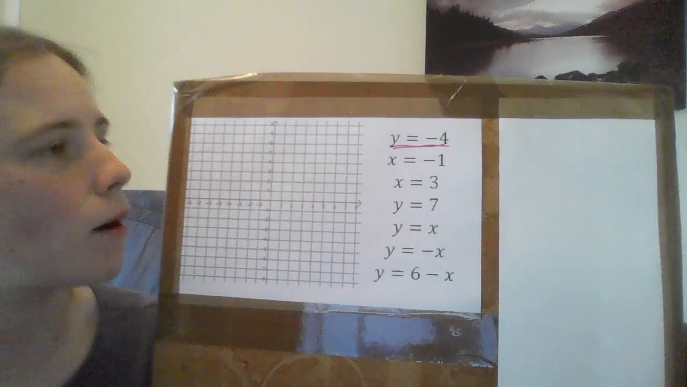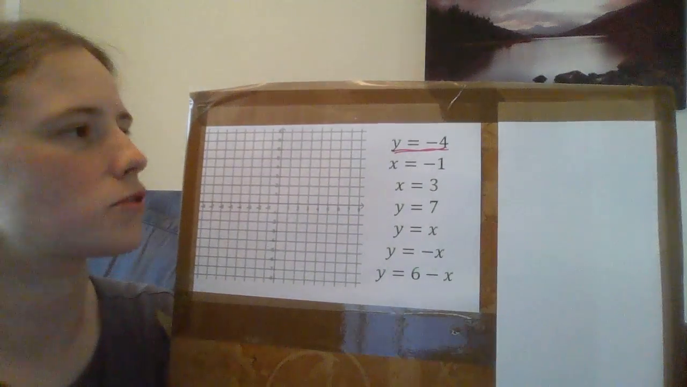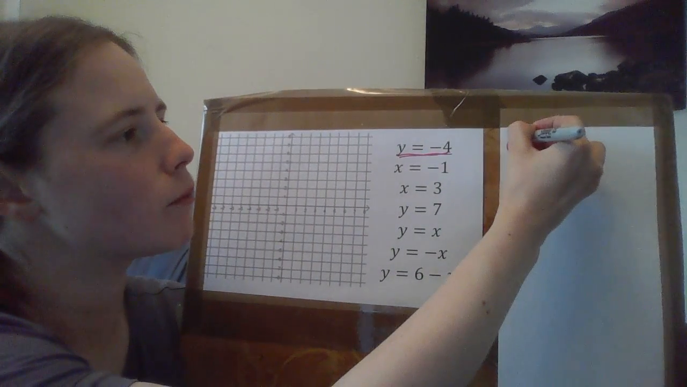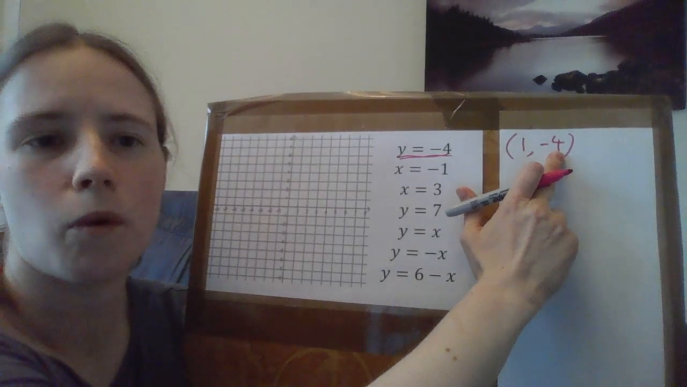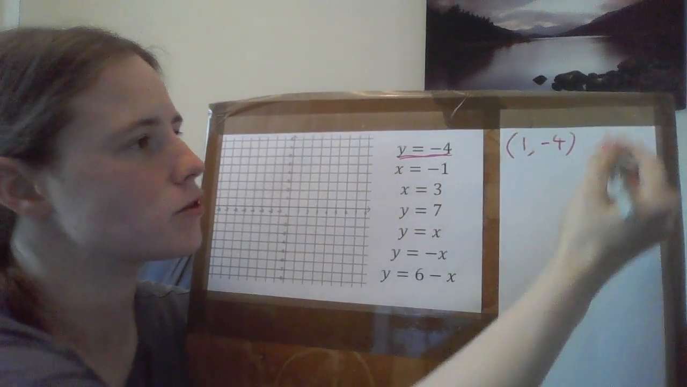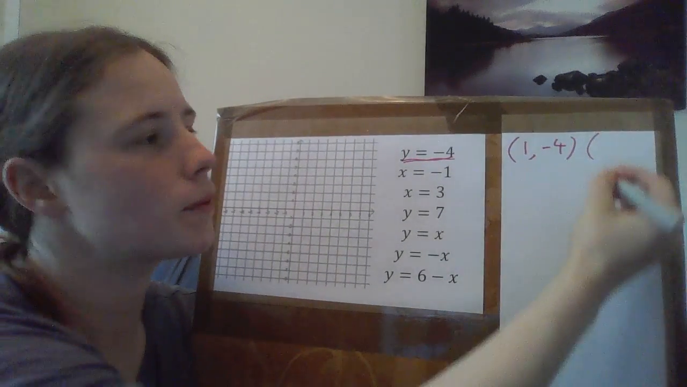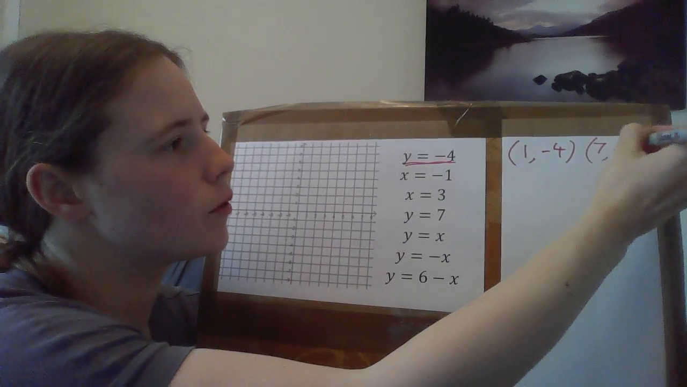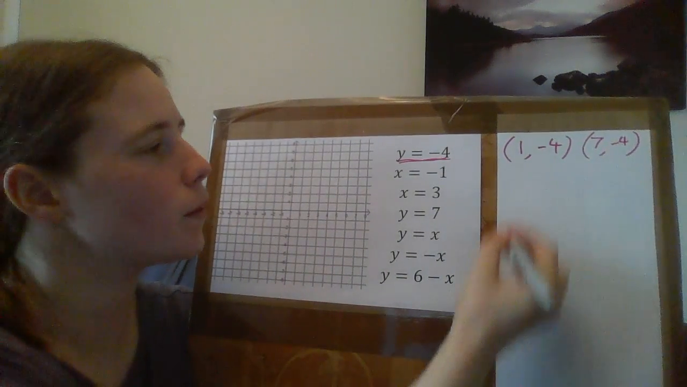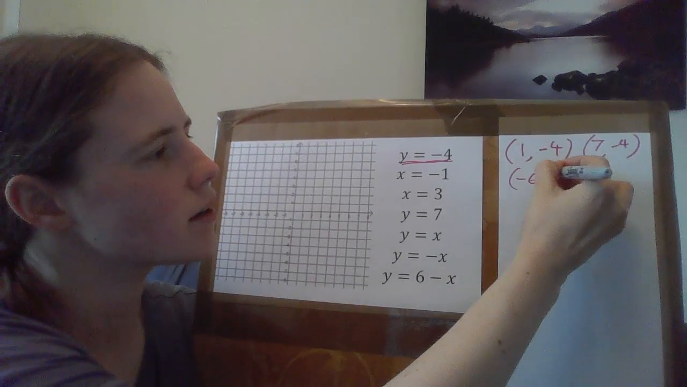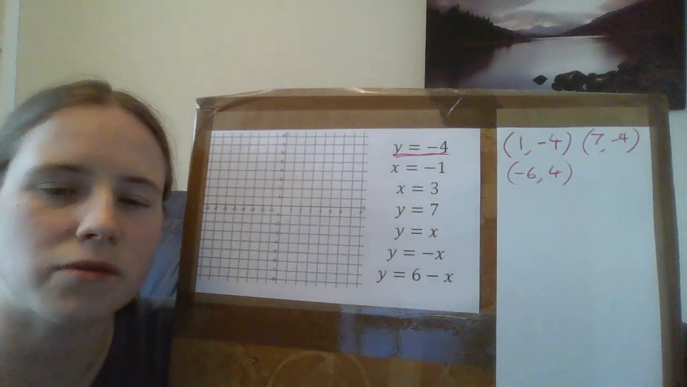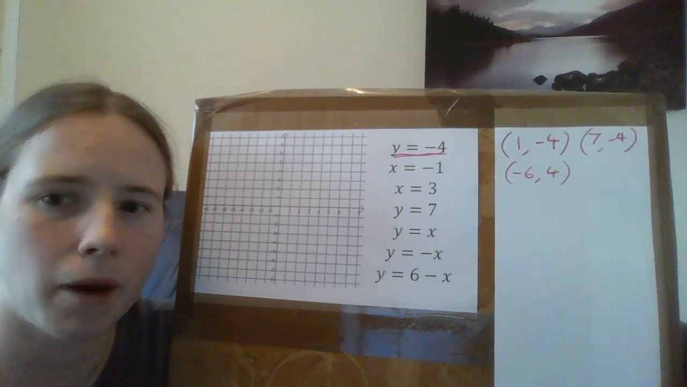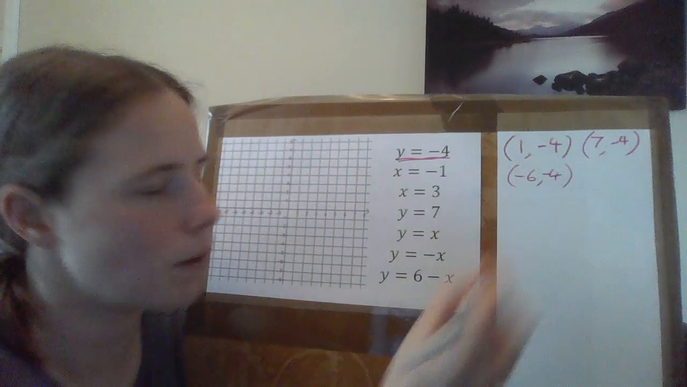Okay, so I'm going to come up with 3 coordinates where y is -4. So the first one I'm going to come up with is (1, -4). So x is 1, but y, which is the one we're interested in, is -4. Another one could be (7, -4). Or one other one, let's go with (-6, -4). So you can go with any number you like for your x value, but it's very important that your y value is -4.